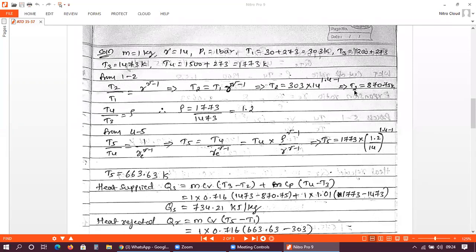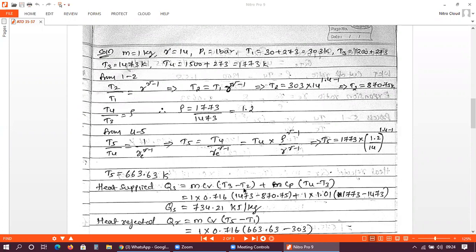Okay, so why is it required? Because to calculate the heat supplied, we require this T2 here, right? That's why we need to calculate this T2. Already T3 is given. Along with that, T4 is also given. T3 and T4 are given, whereas T2 is not given in the problem.